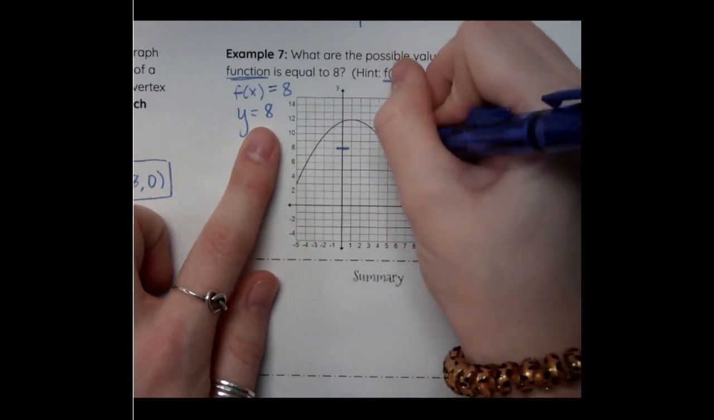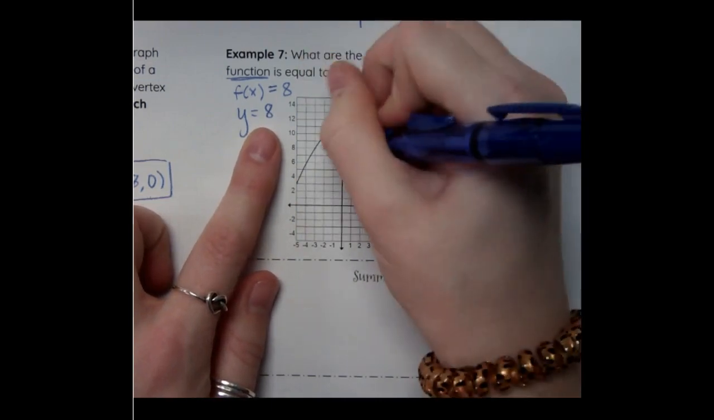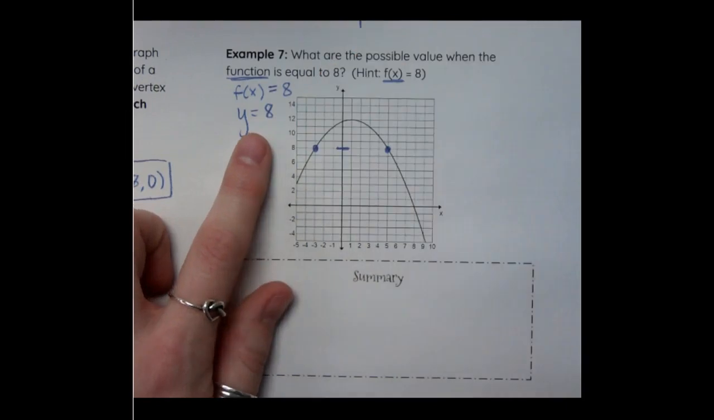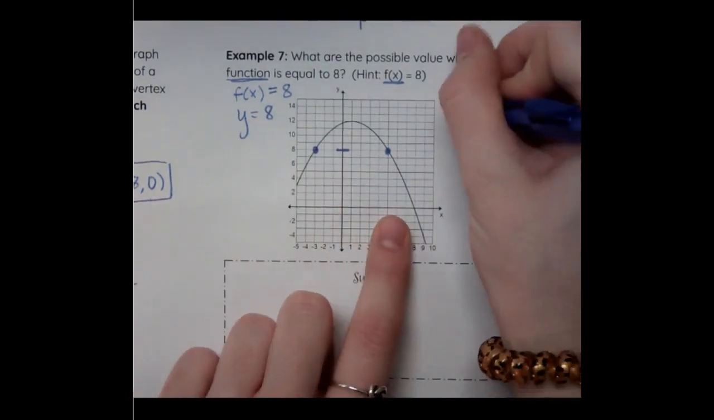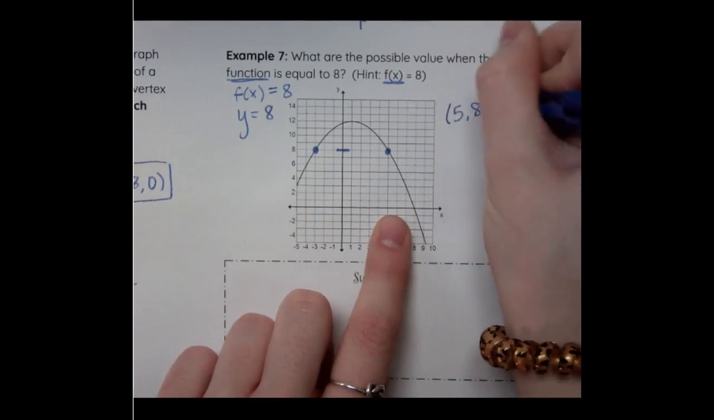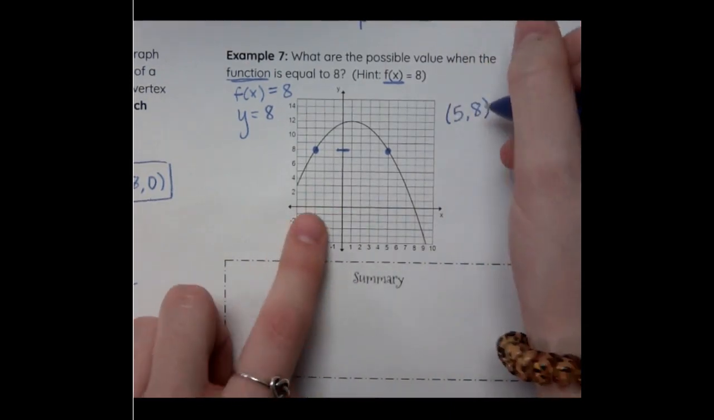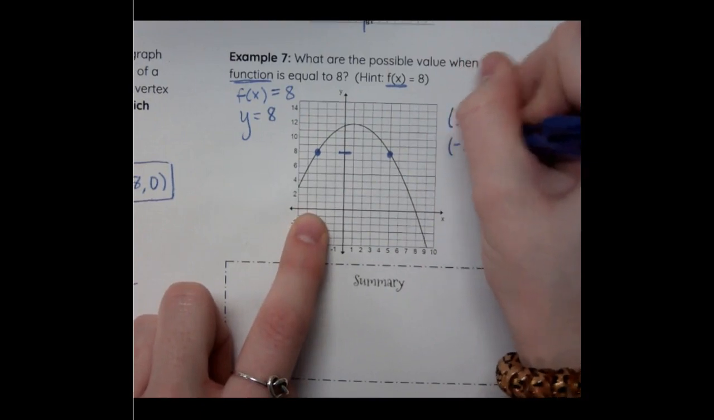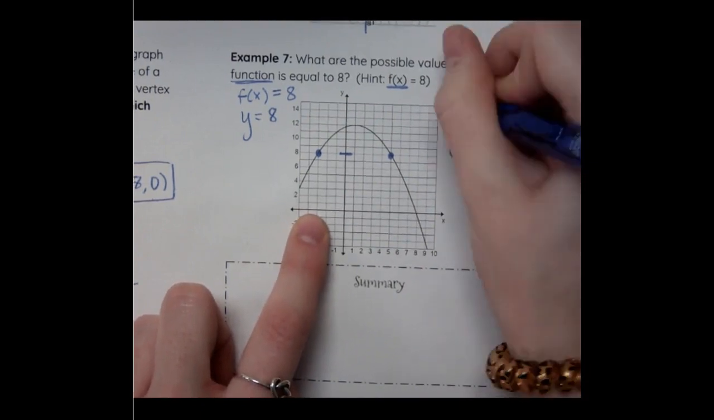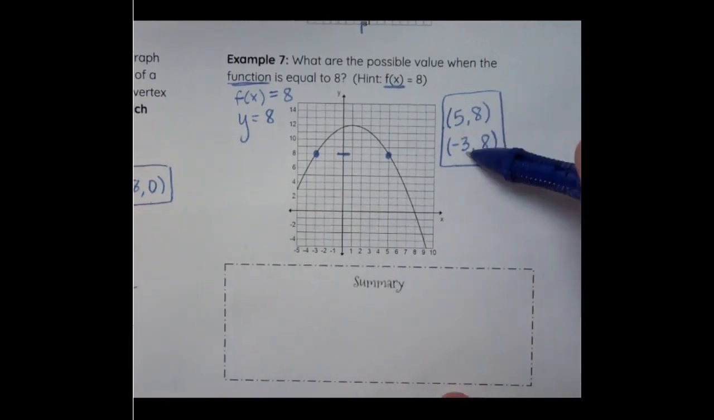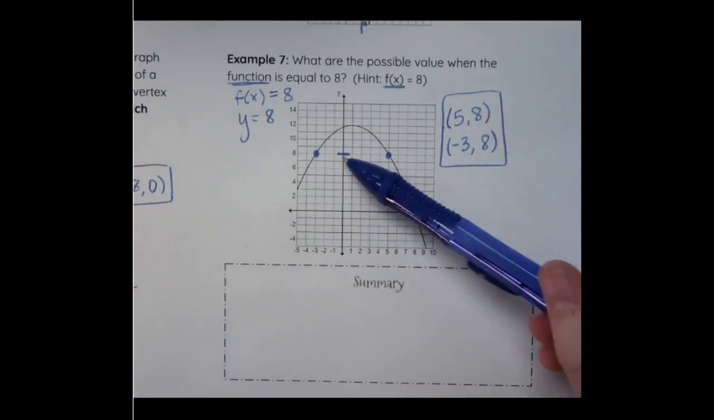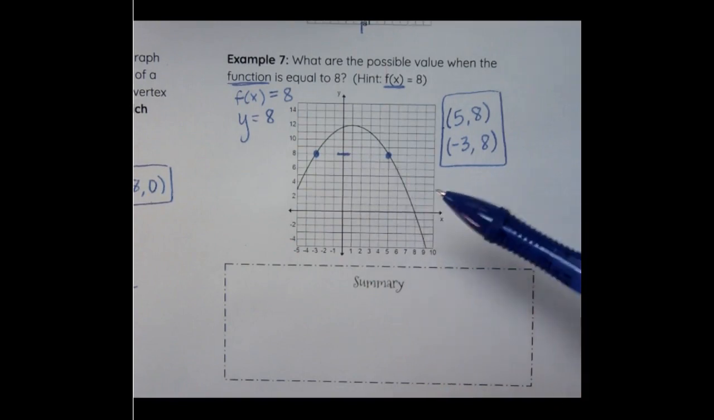I'm going to go over here. This is where y equals 8. This is where y equals 8. And I'm going to find those 2 points. So I went over 5 and up 8, and then I went backwards. So -3 up 8. And those are the 2 values, 5 and -3, where my y value is 8, or my function is equal to 8.